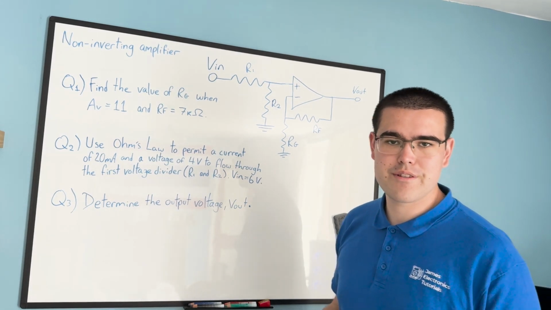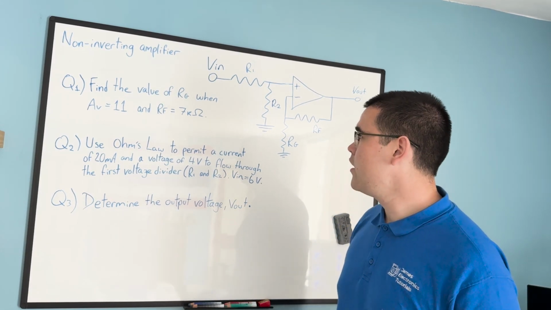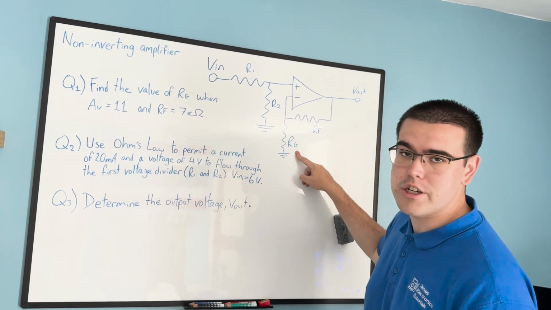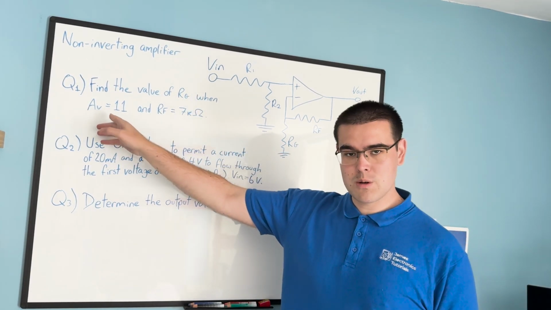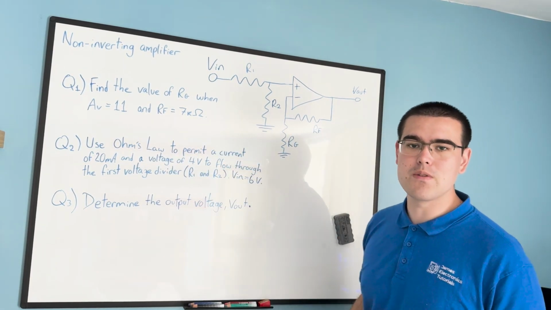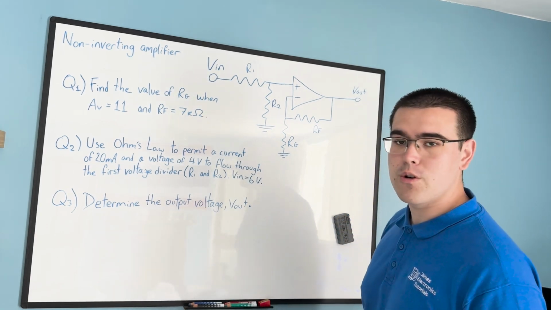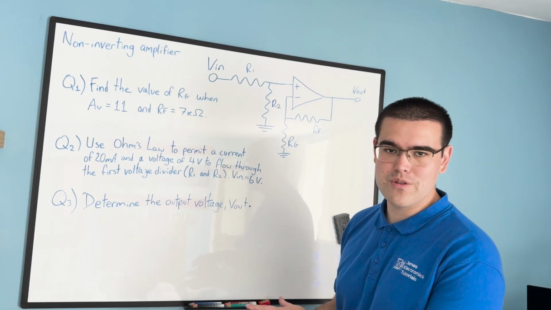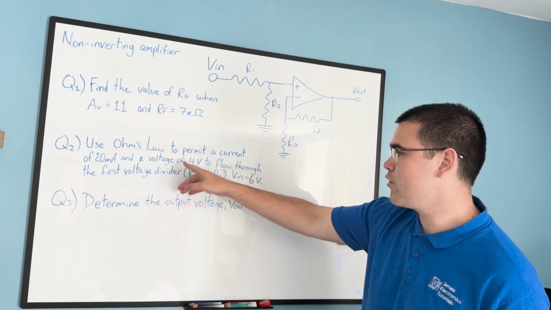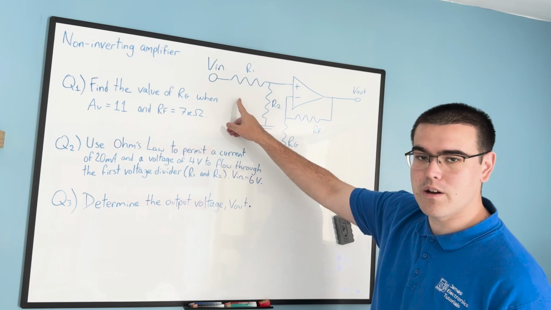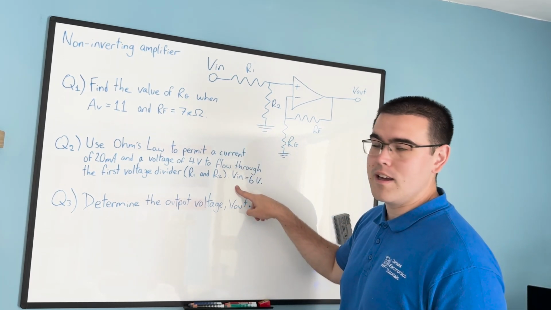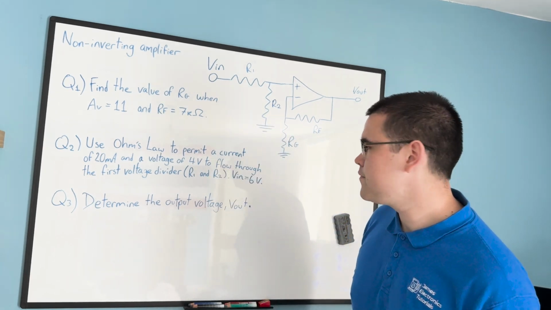Here I have 3 questions for you to try. Question 1, I want you to find the value of the ground resistor, RG, when the closed loop voltage gain is equal to 11 and the feedback resistor has a value of 7 kiloohms. For question 2, I want you to use Ohm's law, that's a hint, to permit a current of 20 milliamps and a voltage of 4 volts to flow through this voltage divider of R1 and R2. Let Vin equal 6 volts as well.